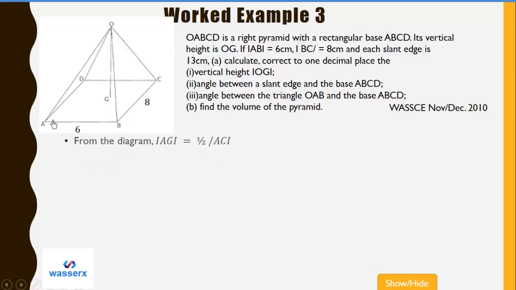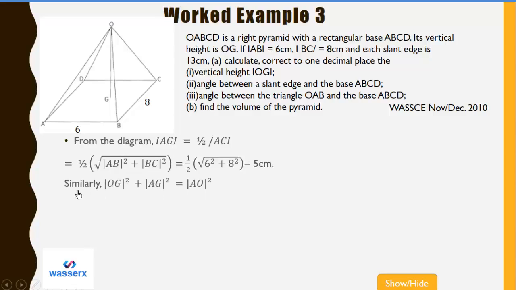Now from the diagram we know that AG is half of AC. So from here to here is half of this, that's the diagonal, half of the diagonal. Then by Pythagoras theorem we know that AC squared equals AB squared plus BC squared, but half of AC will give us the AG. So we have this formula. So the square root of AB squared plus BC squared, halved, will give us the length of AG. Now we sub in the values 6, 8 and simplify to obtain 5 centimeters.